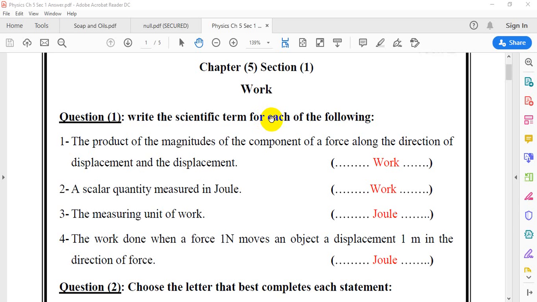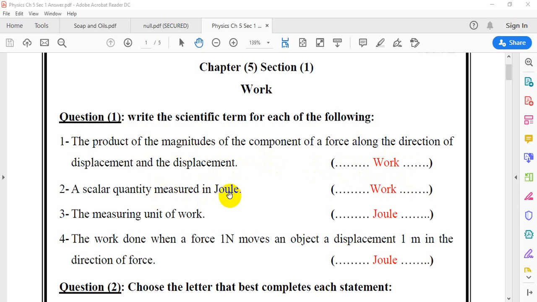Chapter 5, Section 1, Review. Question 1, write the scientific term for each of the following. The product of the magnitudes of the component of a force along the direction of displacement and displacement. So the product of the component of force and displacement is called work.